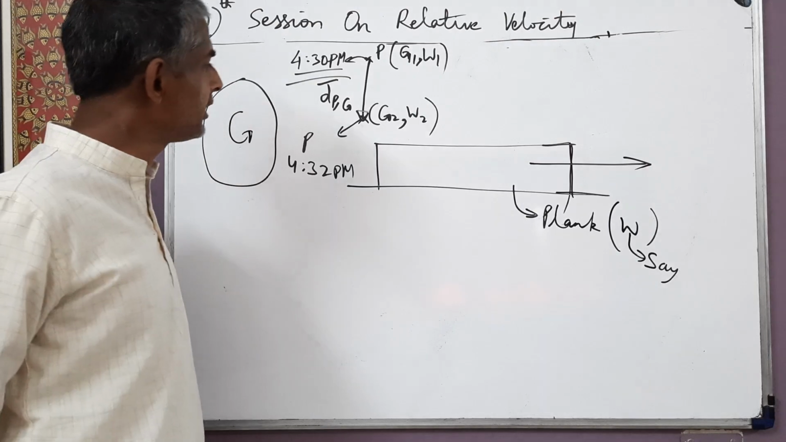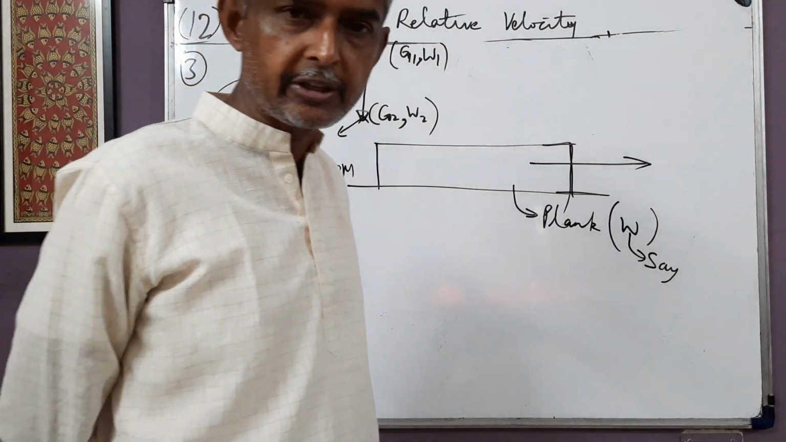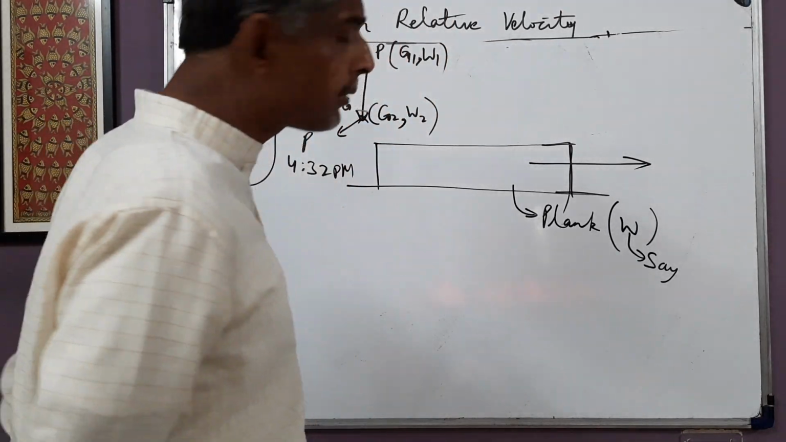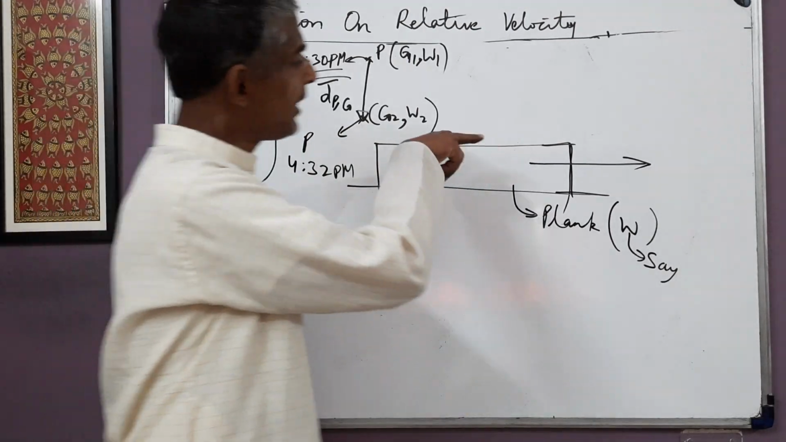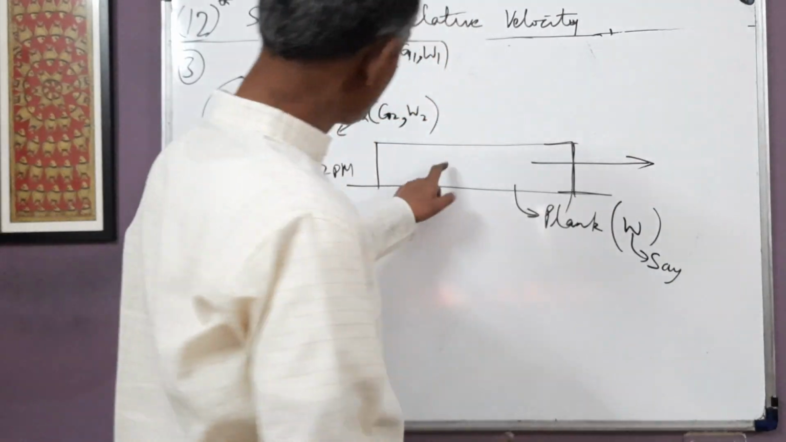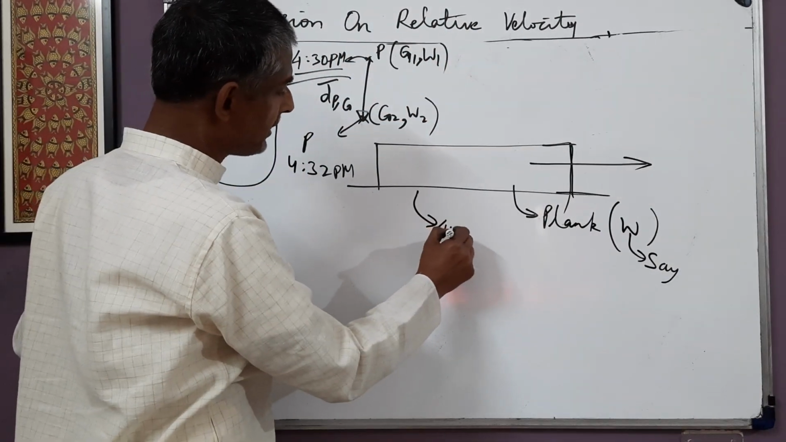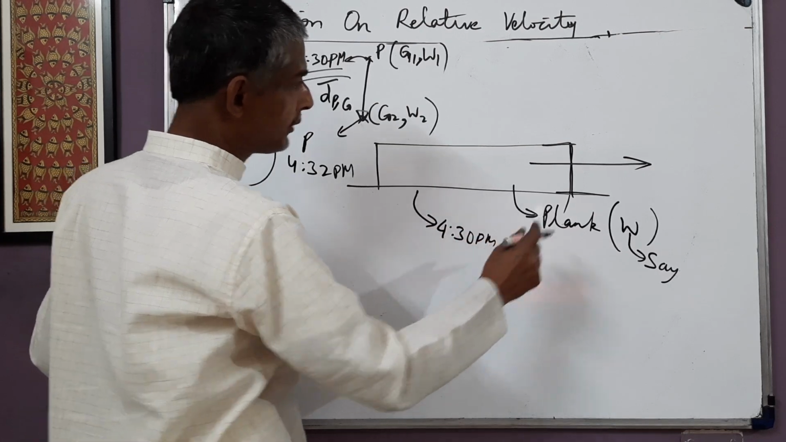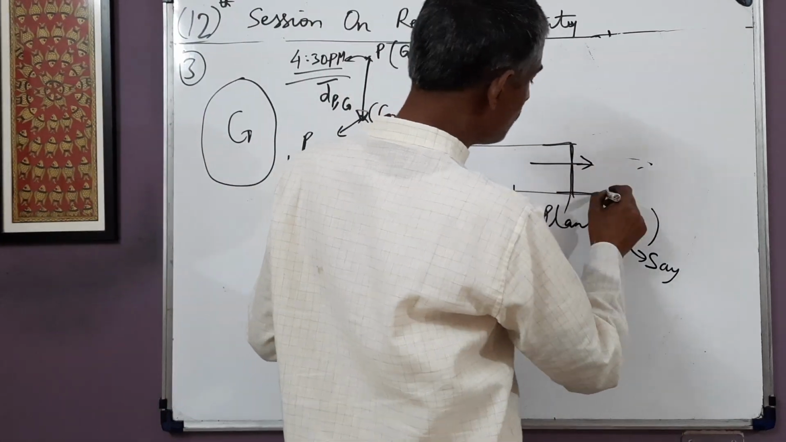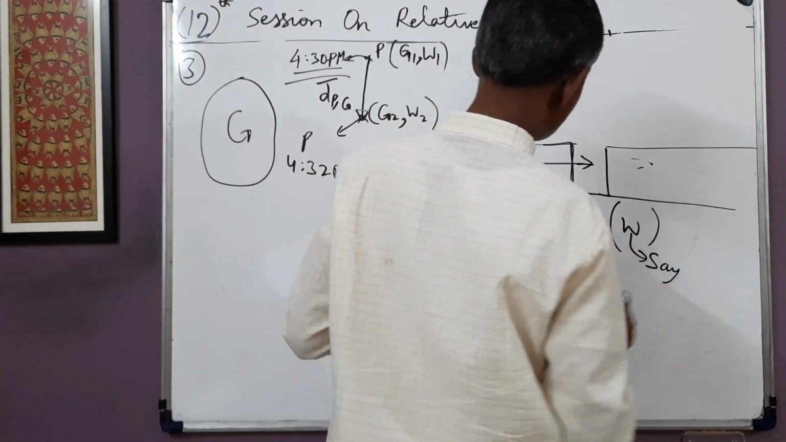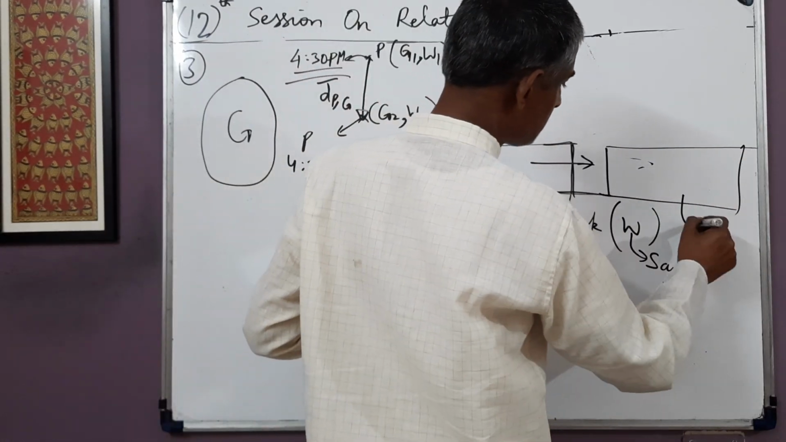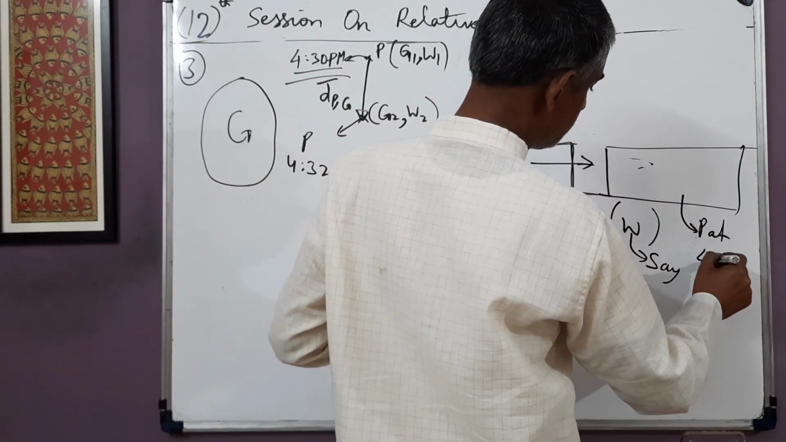Now we have to see at 4:32 p.m. where W1 will appear to be located. Now the diagram is being drawn from the ground. With respect to the ground, the Planck moves rightward. So this is the Planck at 4:30 p.m. So at 4:32 p.m. the Planck will move some distance ahead. Okay, this is the Planck at 4:32 p.m.